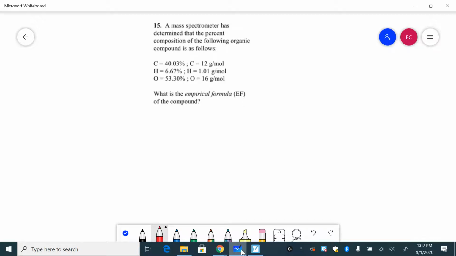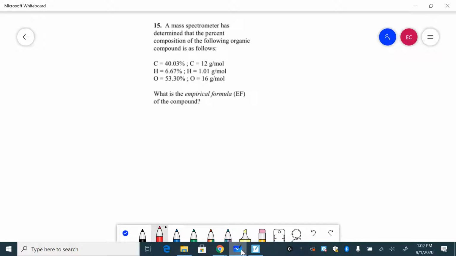Okay, this is number 15. You're solving for the empirical formula. So you're trying to find how many of the subscripts of each element you have: how many carbons, how many hydrogens and oxygens. In this question, I've given you the percentage. In the last video, I gave you how many of each one I had, the subscripts, and we had to find the percentage. So we're working backwards for this question.